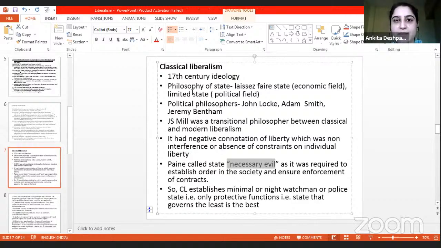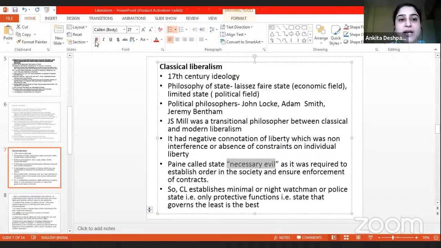All right, nothing more than that. So state becomes a necessary evil. Only to maintain law and order is the state required. Everything else is decided by the individual people themselves by competing in an open market. Create a life for yourself. The state is only required for protection and defense. All right, that's why Paine called it a necessary evil.